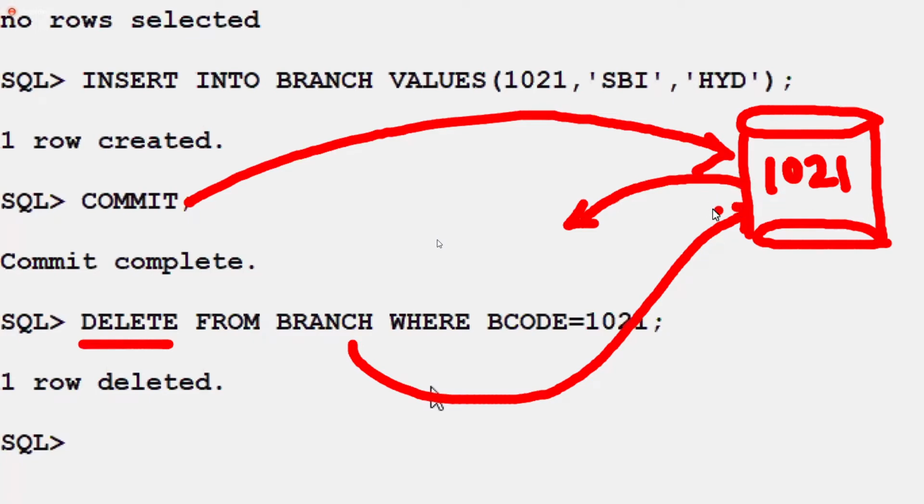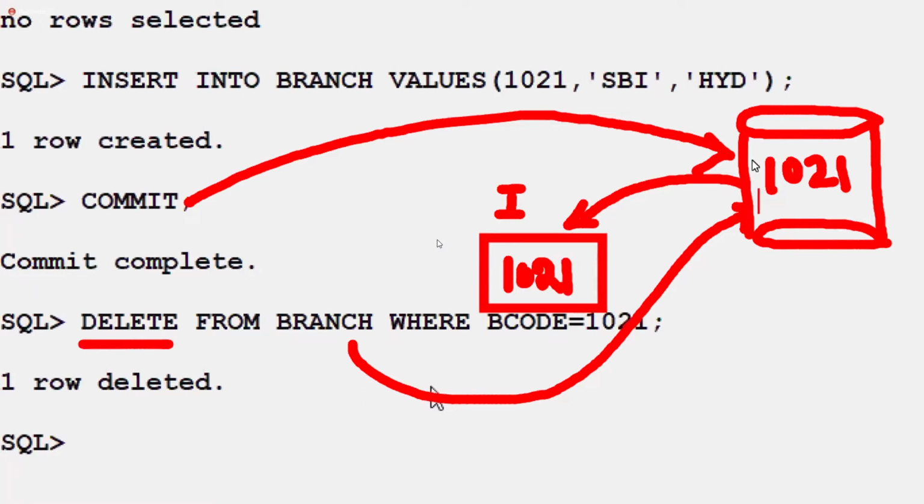It is deleted from your database, but the deleted data will go and be saved under instance memory. That means in the RAM location, your data will be held here. So 1021 is not present in my database, because I deleted 1021 from the database and it is stored under instance memory. In this memory, 1021 is there.